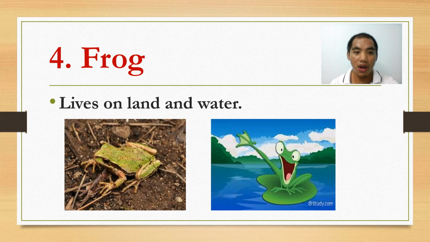Another here is frog. So where does a frog live? It lives on land and water. Some frogs can live on land and water. They are called amphibians, wherein they can live in both land and water.